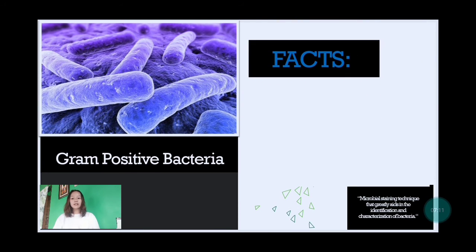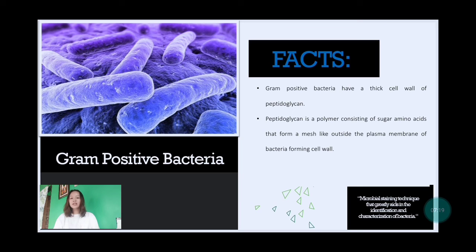Gram-positive bacteria have a thick peptidoglycan layer and no outer lipid membrane, in contrast to what I said earlier about Gram-negative bacteria. Peptidoglycan is a polymer consisting of sugars and amino acids that forms a mesh-like layer outside the plasma membrane of bacteria, forming the cell wall. In Gram-positive bacteria, between the cell wall and cell membrane, there is membrane teichoic acid.